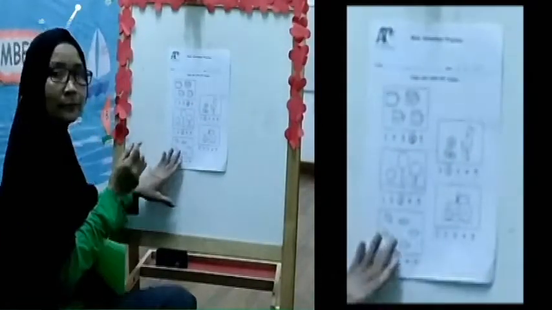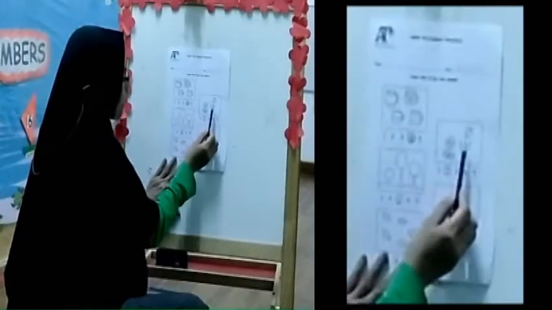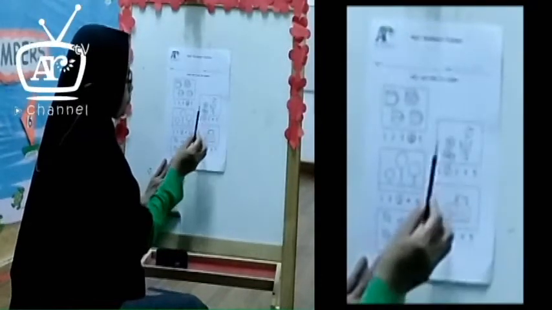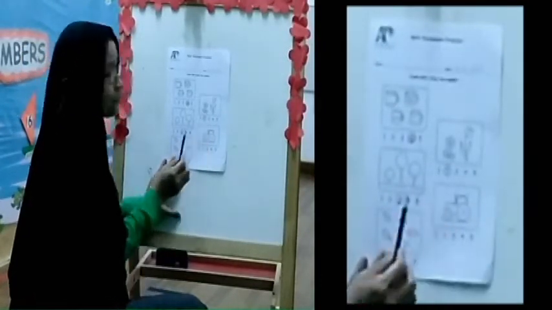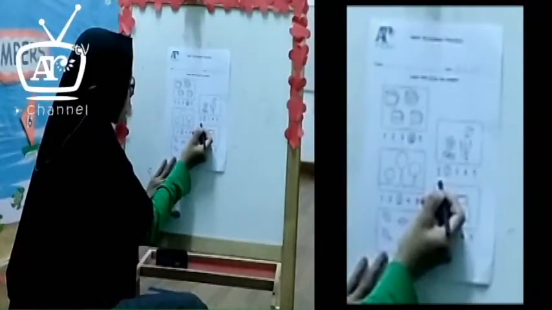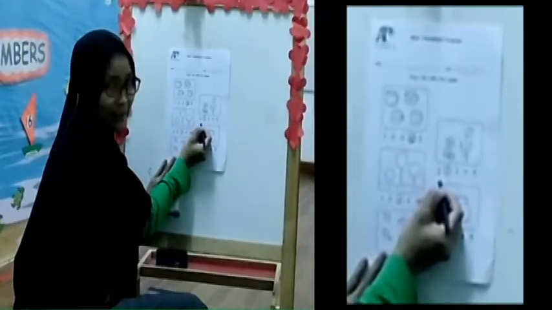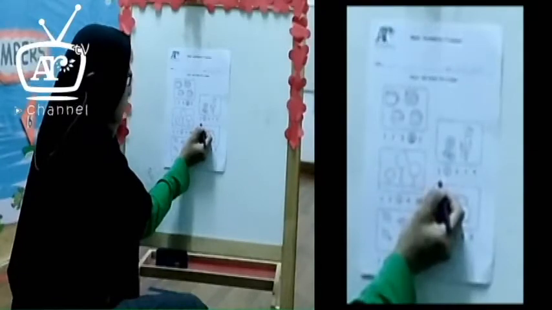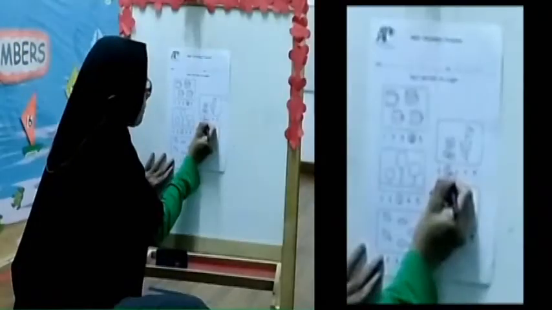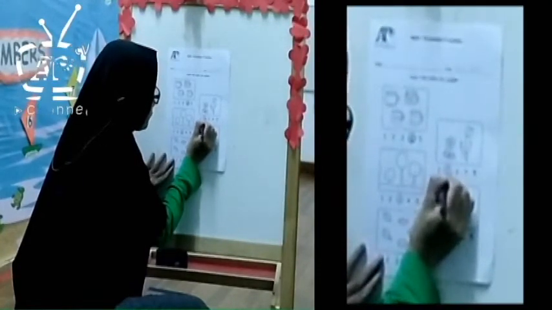Next, how many flower? Let's count together. 1, 2. You have to circle number 2. Is this number 2? No, this is number 1. Is this number 2? Yes, this is number 2. You have to circle number 2.